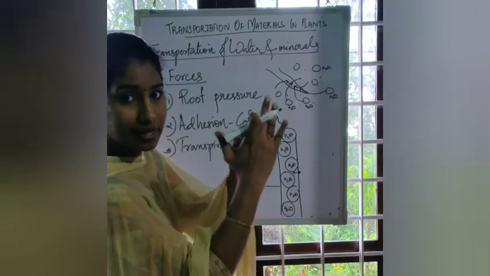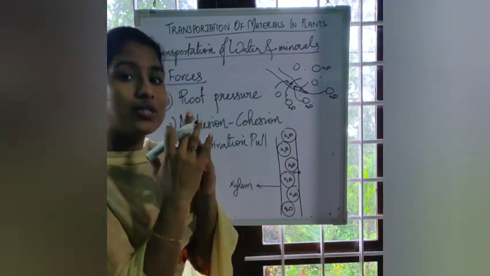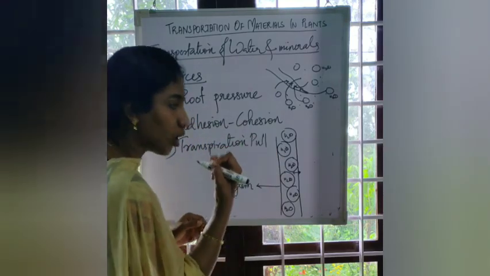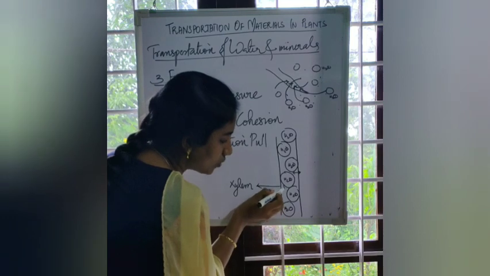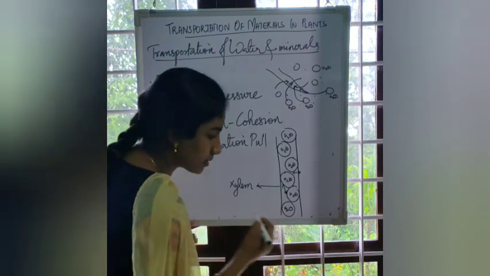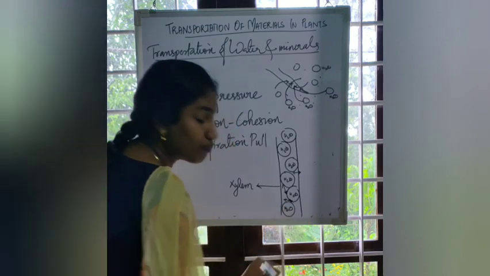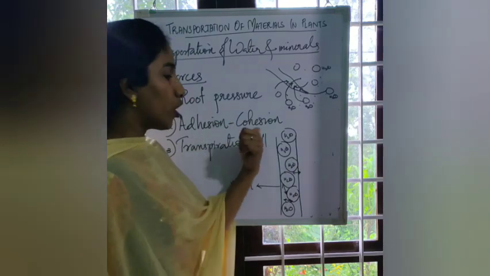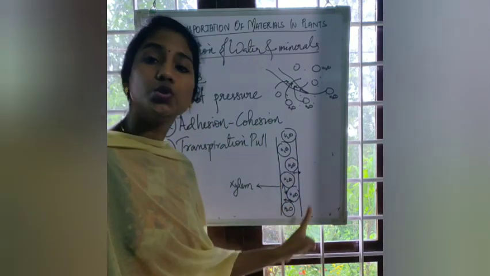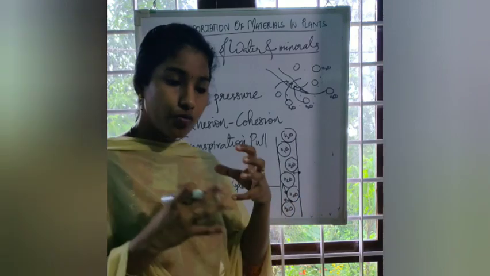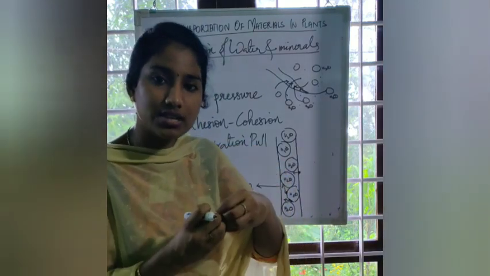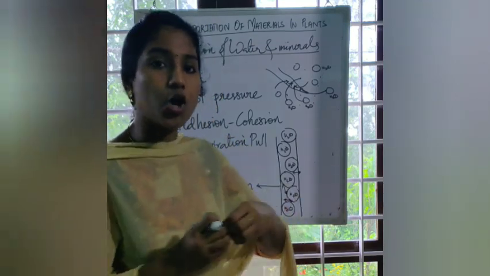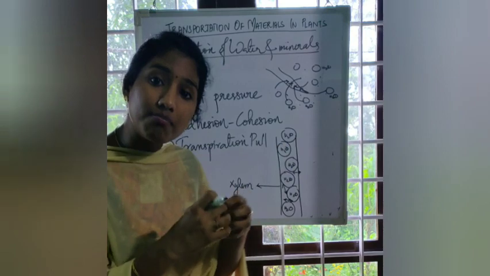The attraction, the stickiness, between the water molecule and the xylem wall is what we call adhesion. Now what is cohesion? Cohesion is a force of attraction between two similar molecules, and here the similar molecules are water molecules. So cohesion is a force of attraction between two water molecules. Because of this force there is a stickiness between them, so they tend to remain together and move together.